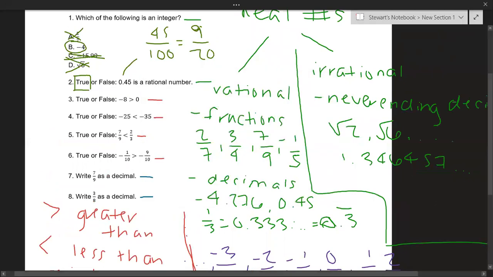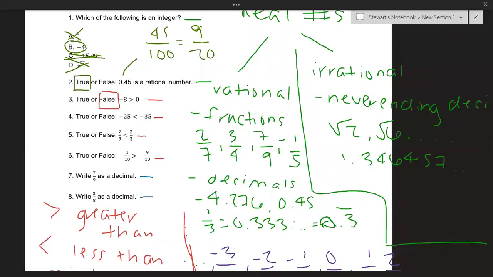Okay, so in this one, true or false, -8 is greater than 0. Well, we know that -8 falls to the left of 0. In other words, it comes before 0, so it would be less than 0. So this is false because we would have had to go in the other direction.